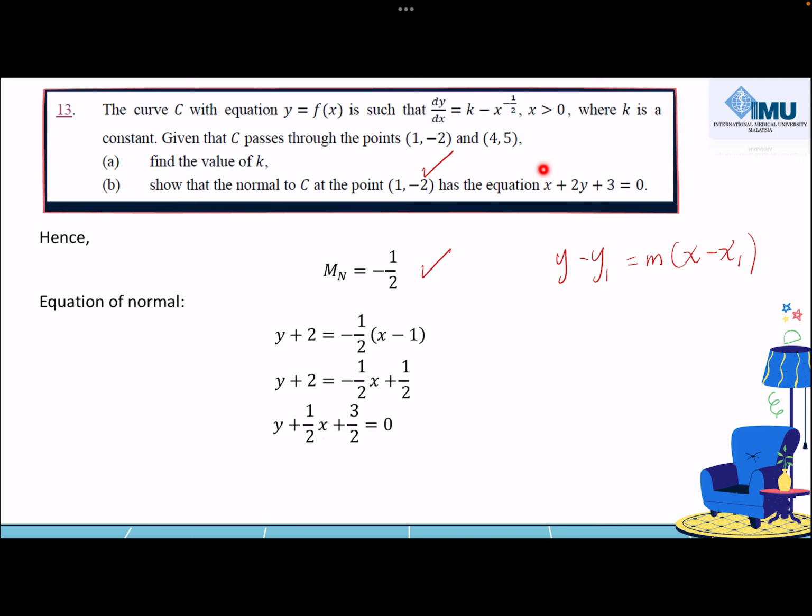Now, part B asks you to show that you will have the equation of the normal exactly as the given expression. Hence, you have to multiply the whole equation by 2, then you will obtain 2y plus x plus 3 equals 0, which proves the question in part B. That's all.